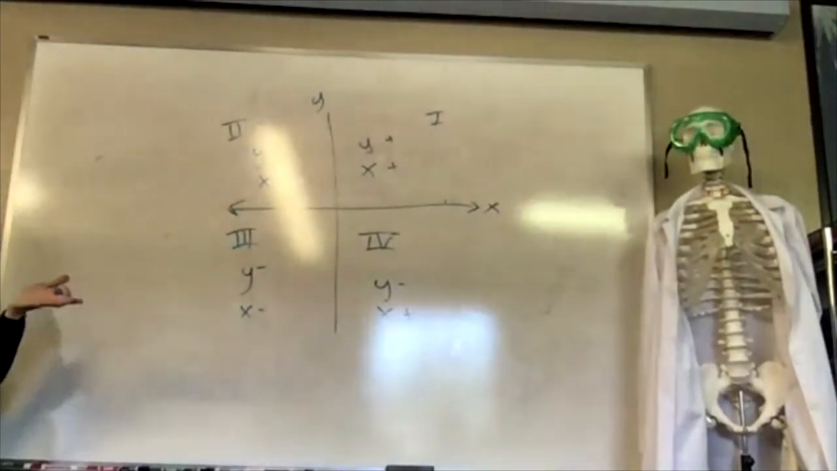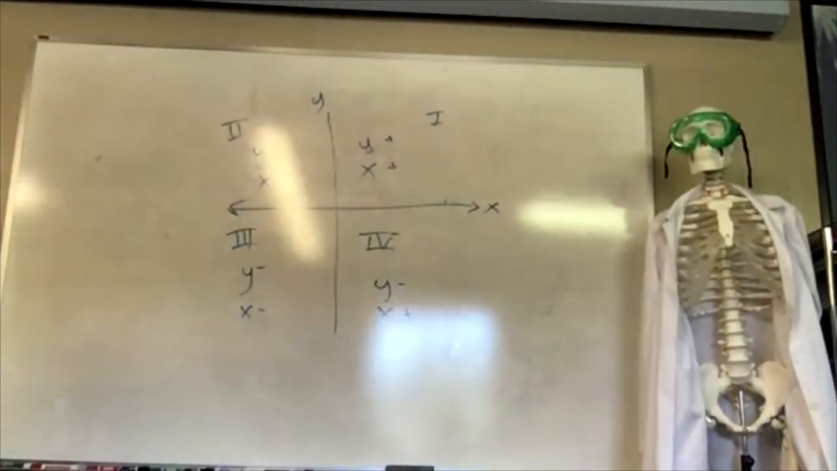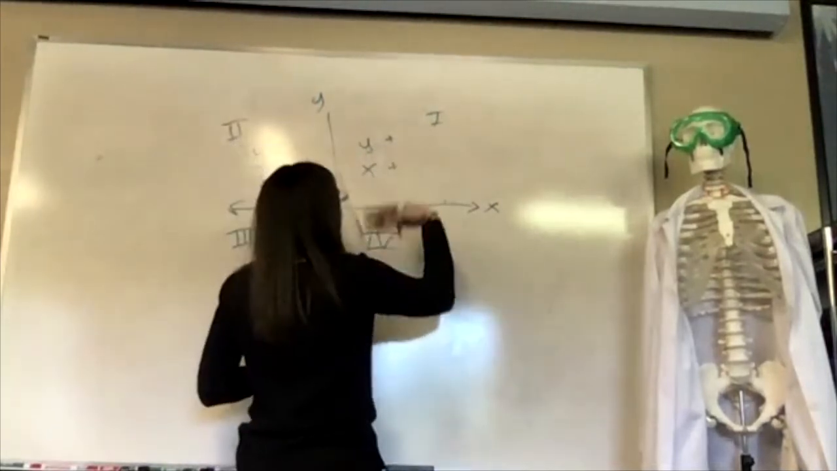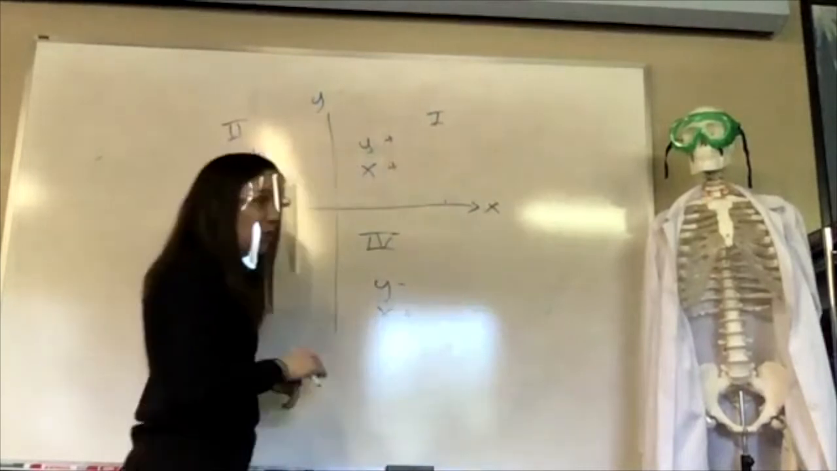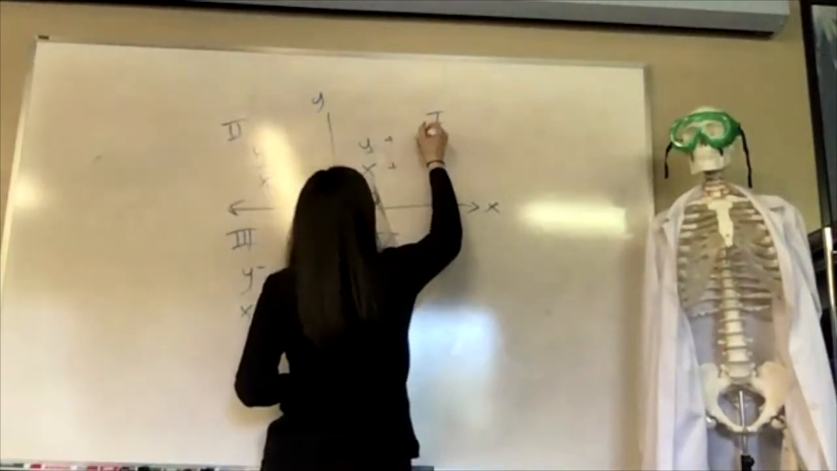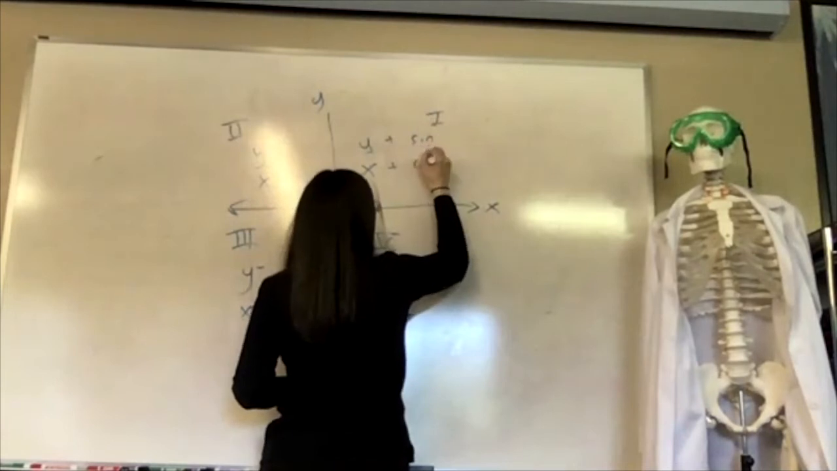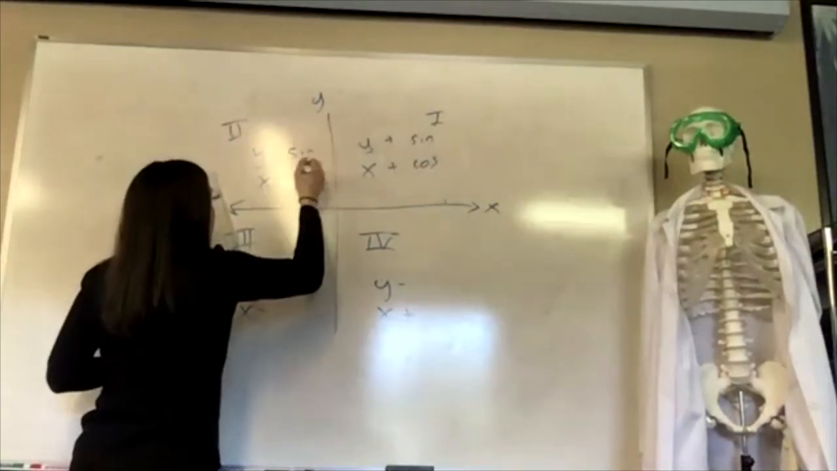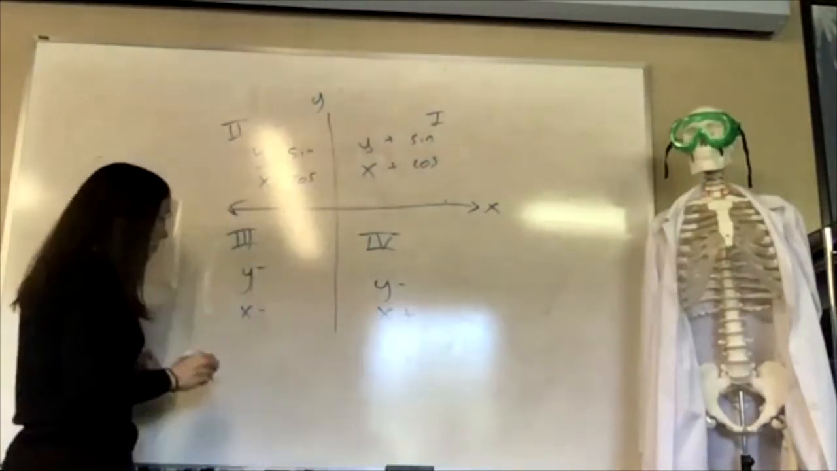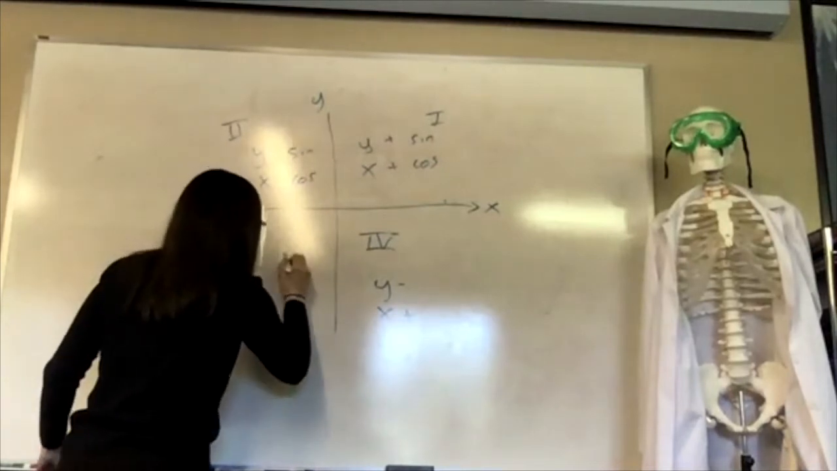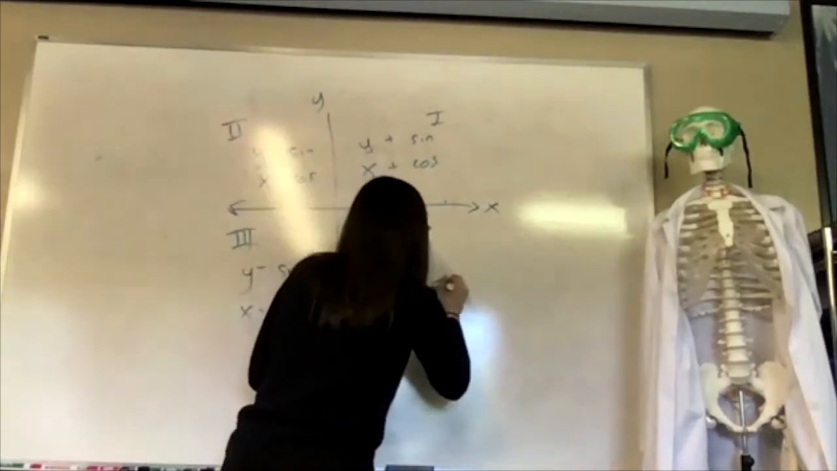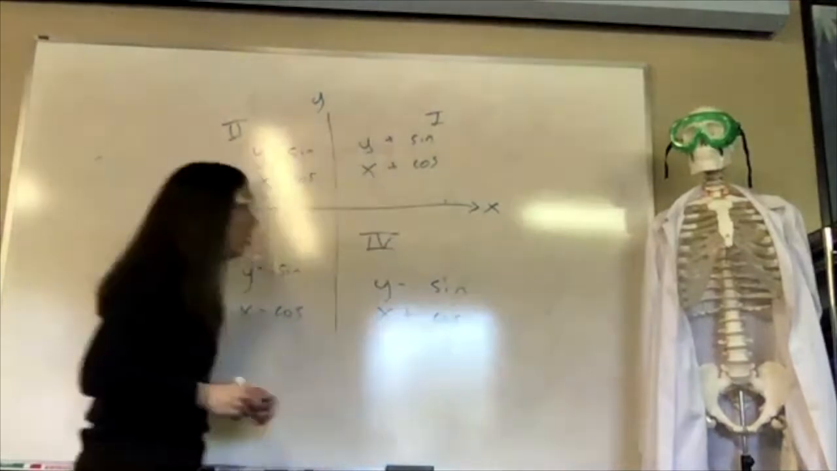We can tie the y, x values into sine and cosine. If y and x are positive in quadrant 1, then the sine value and the cosine value are also positive in quadrant 1. Quadrant 2, we have positive sine, negative cosine. Quadrant 3, they're both negative. Quadrant 4, sine is negative, cosine is positive.